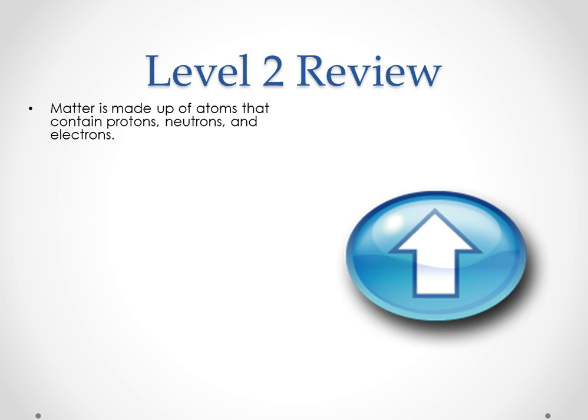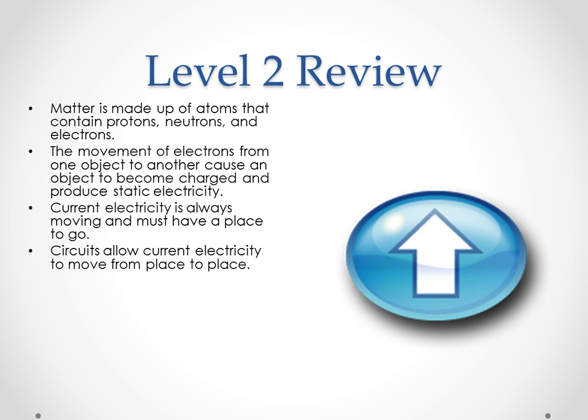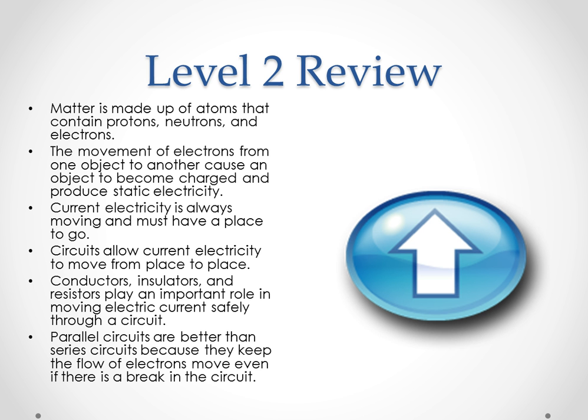Level 2 review. Matter is made up of atoms that contain protons, neutrons, and electrons. Atoms are the building blocks of everything. Everything has atoms. The movement of electrons from one object to another cause an object to become charged and produce static electricity. Current electricity is always moving, and it must have a place to go. Circuits allow current electricity to move from one place to another. Conductors, insulators, and resistors play an important role in moving electric current safely through a circuit. And parallel circuits are better than series circuits because they keep the flow of electrons moving even if there is a break in the circuit.